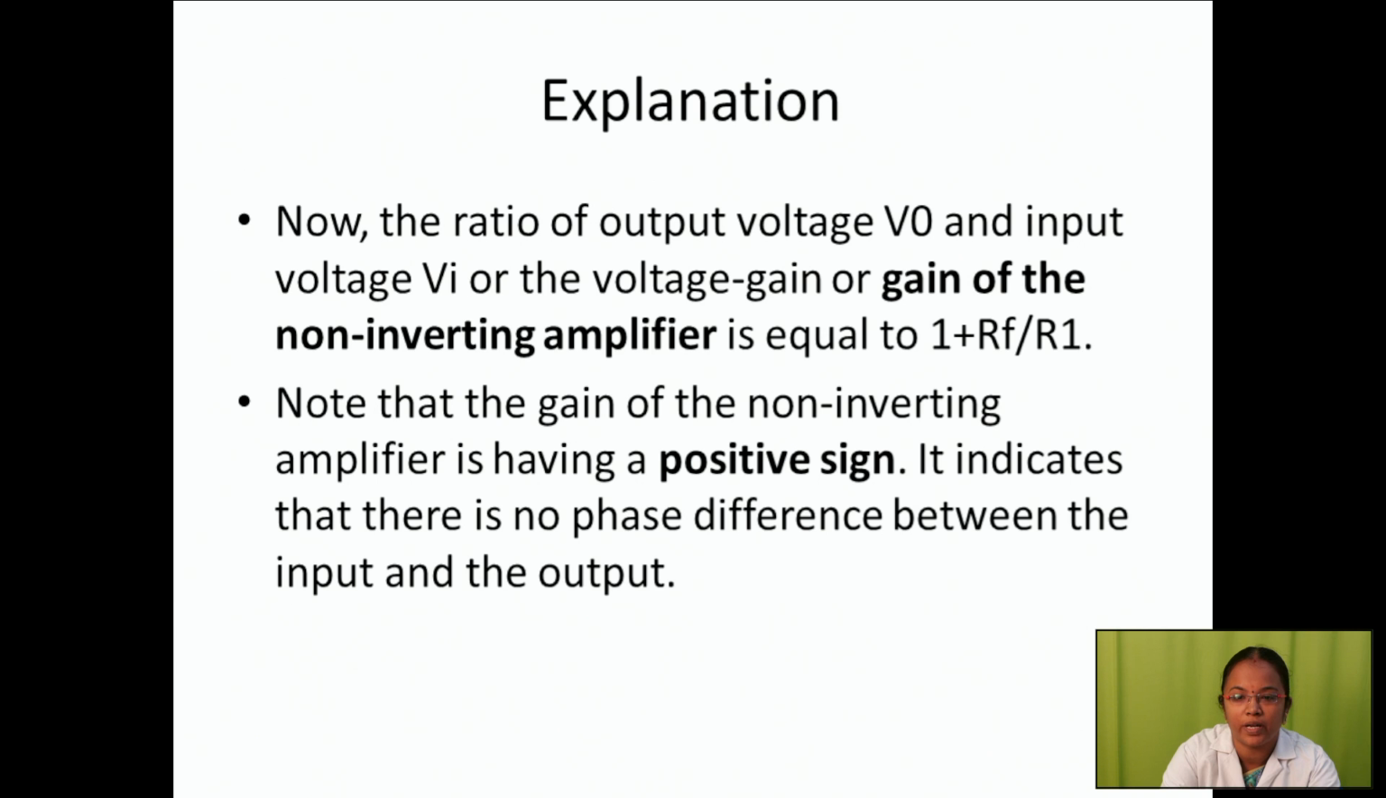Okay. So the ratio of the output voltage V0 and the input voltage VI is known as the gain of the non-inverting amplifier, which is equal to 1 plus RF divided by R1. So the gain of the non-inverting amplifier has a positive sign. It indicates that there is no phase difference between the input and output.